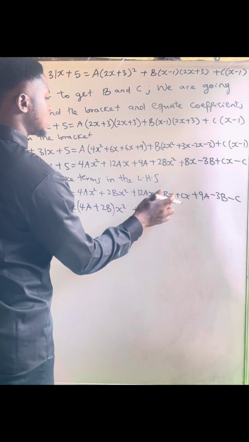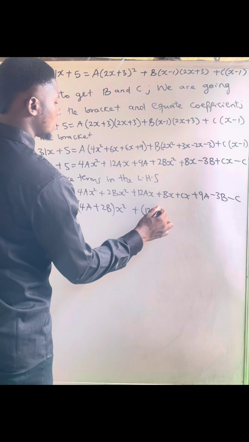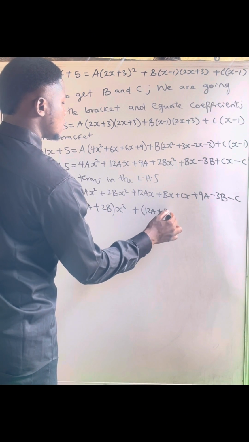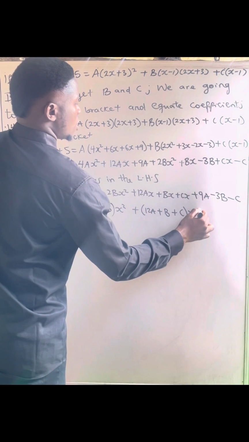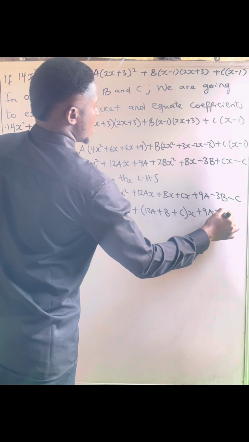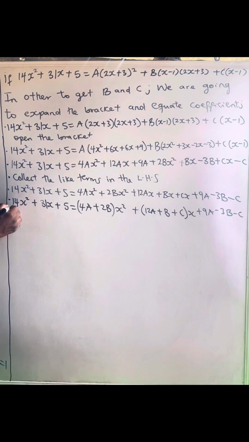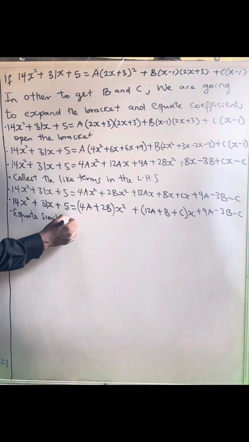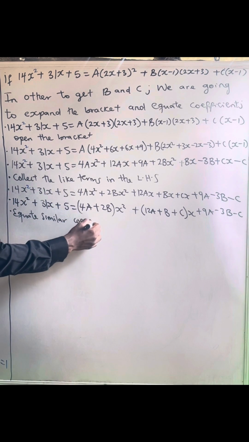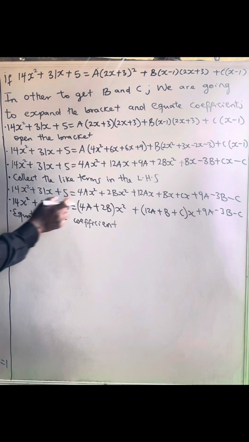Plus, what is common to this and this is also x. That will just be 12a plus b plus c, open bracket, x plus 9a minus 3b minus c. After I've done this, I will then equate similar coefficients.